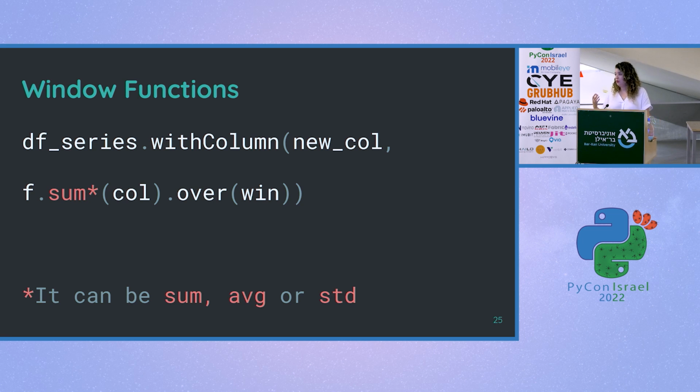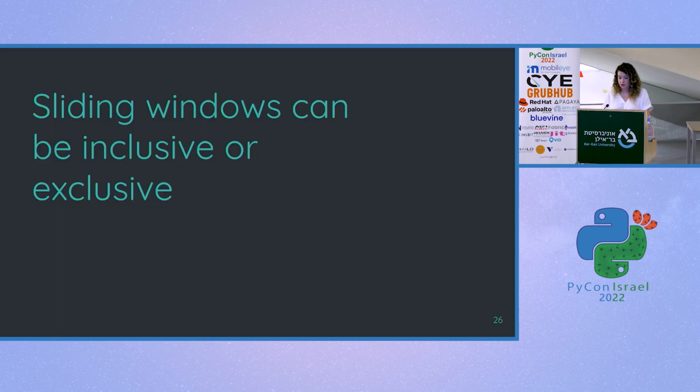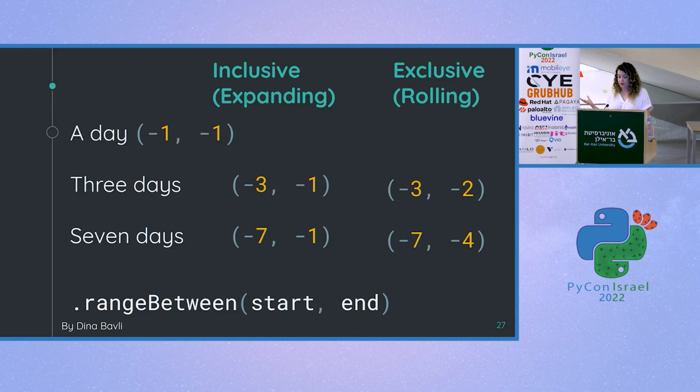And then on that window function, you can aggregate. You can sum, you can calculate the average, you can calculate the standard deviation in order to create new features for your model. Our windows can actually be exclusive or inclusive, according to the way we want to aggregate our data. This is what the window functions will look like, whether it's an expanding or rolling time window, exclusive or inclusive.